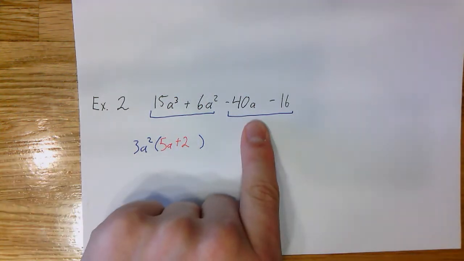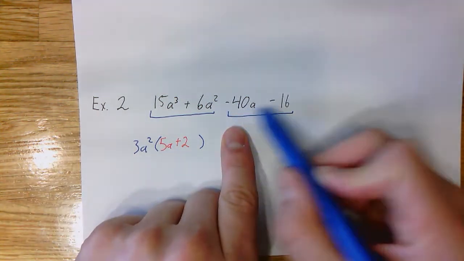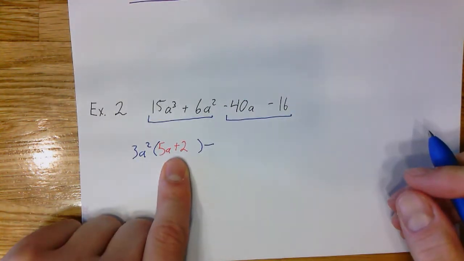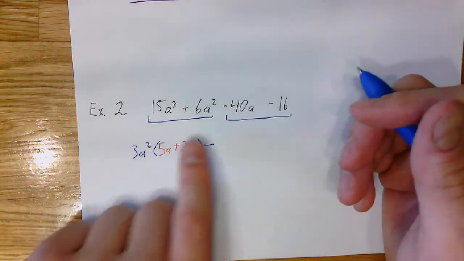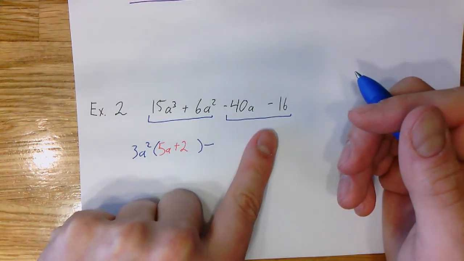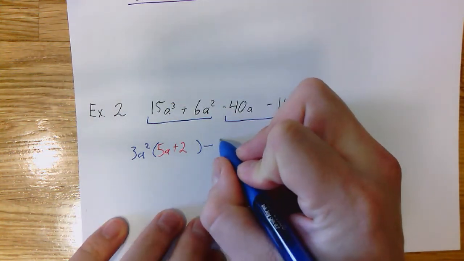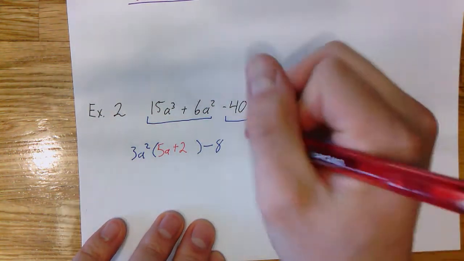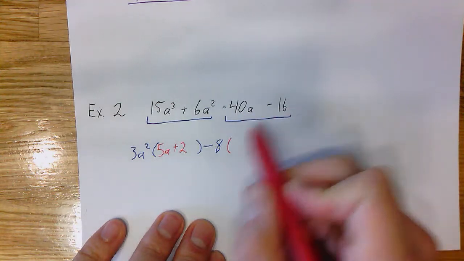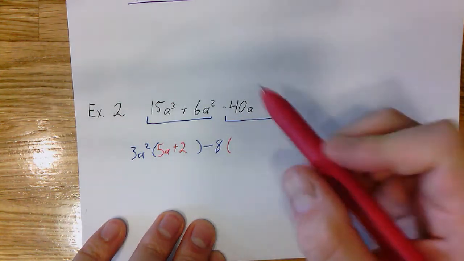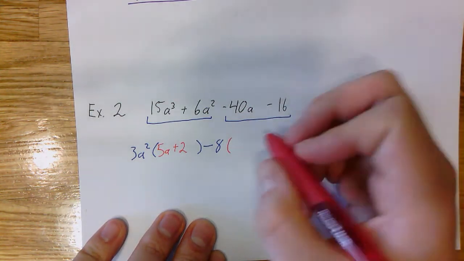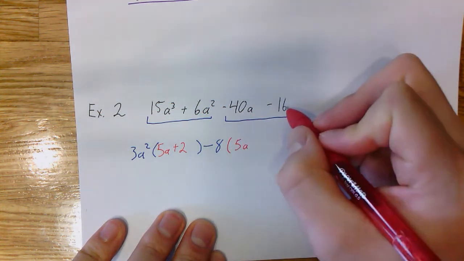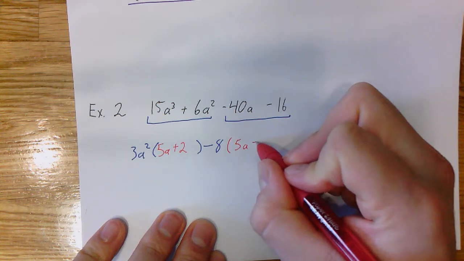Okay, moving on to the next one. Again, we have negatives here, so we need to take out a negative to switch it to be a positive to match this. And then the number that goes into both of these is 8. So we're going to take an 8 out. And they don't have any variables in common, so we're just taking out the 8. So we're going to divide both of these by negative 8 and write down the leftover. So negative 40 divided by negative 8 is positive 5. Bring down our a. Negative 16 divided by negative 8 is positive 2.